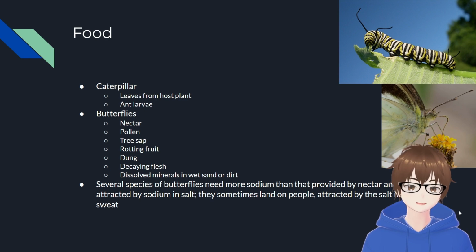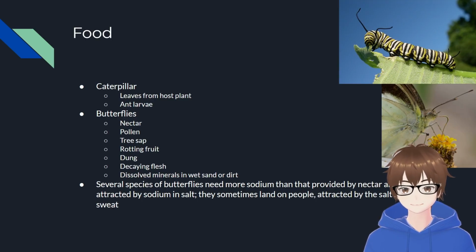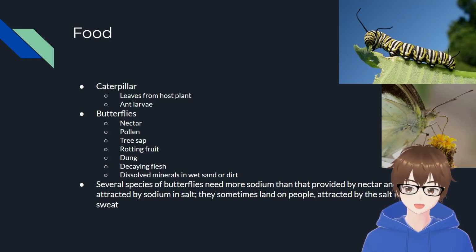So, food. Caterpillars, of course, as we've talked about, will eat leaves of the host plant, and then some will eat ant larvae. Butterflies, on the other hand, can eat stuff like nectar, most of them will. Some will eat pollen, tree sap, rotting fruits. They'll sometimes go on dung, decaying flesh to get dissolved minerals, and also will sometimes get dissolved minerals from mud or wet sand or dirt or stuff like that.